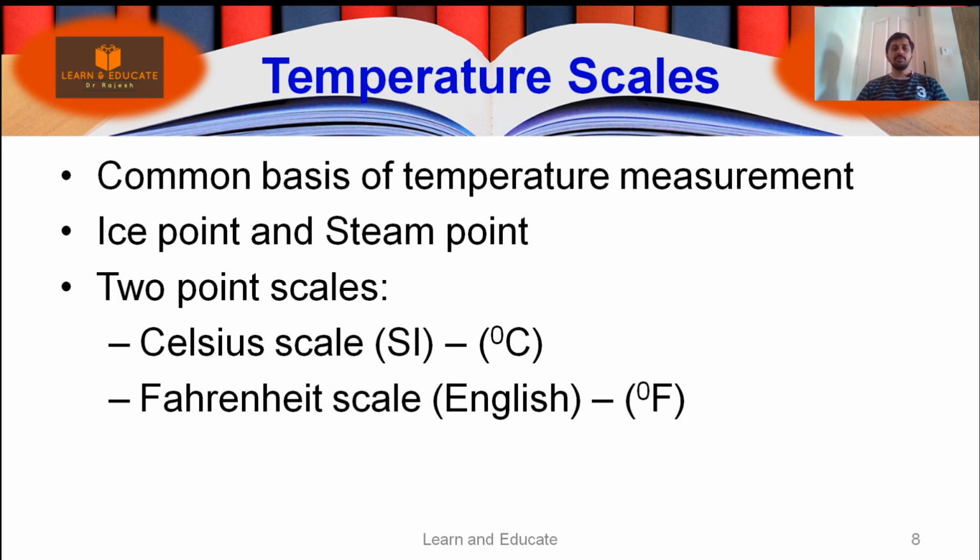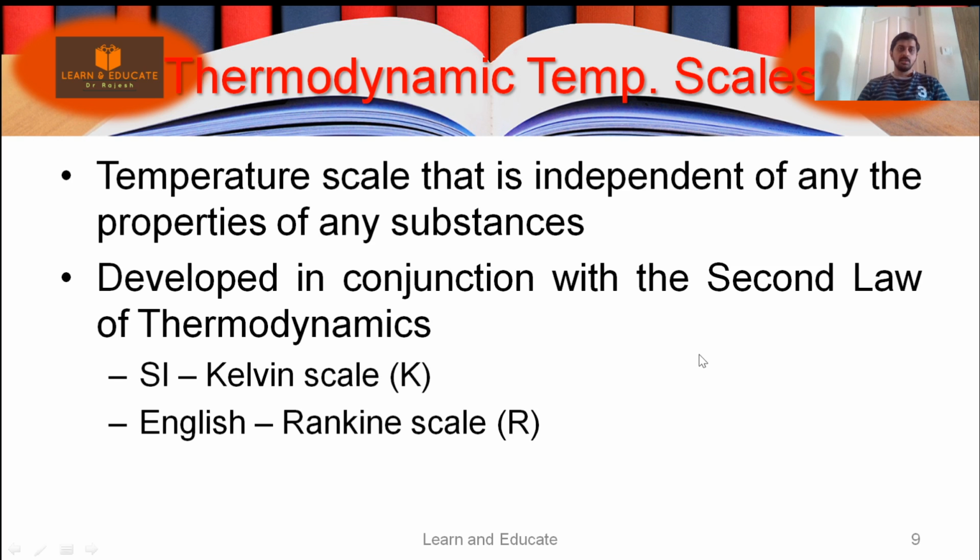Now there are two different point scales, in the SI system and the English system. In SI it is degree Celsius. Previously it was known as the centigrade scale, but later it was changed to Celsius. There should be the prefix degree along with Celsius as well as Fahrenheit: degree Celsius and degree Fahrenheit. Do not forget that. This degree is needed only for Celsius and Fahrenheit, not for Kelvin, which we are going to see.